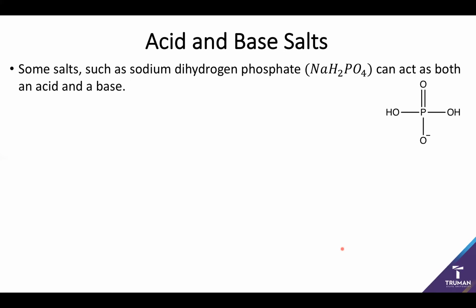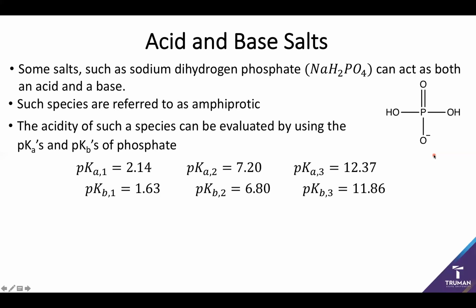And it turns out that we also have a lot of salts like sodium dihydrogen phosphate. It is both a base and an acid, and these species are called amphiprotic. We're going to spend a lot more time on them in the next chapter. But one of the big things is we can get a rough idea of the acidity of a species by looking at its pKa's and its pKb's.